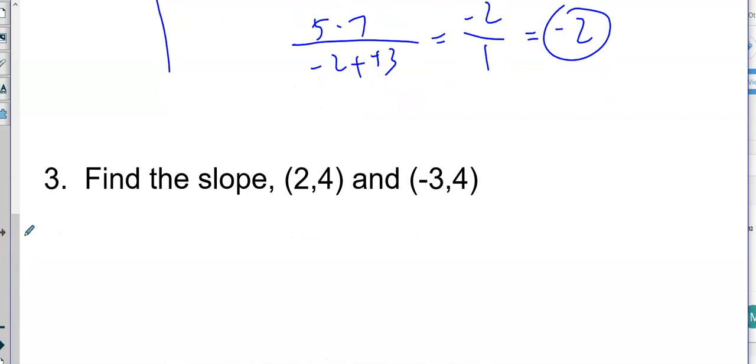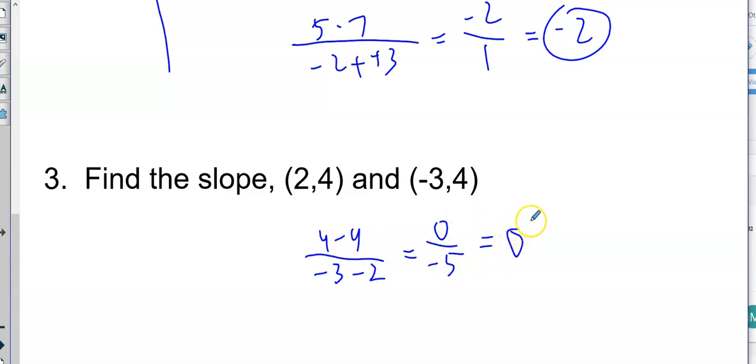And this one, again, stop it, try it. So, ooh, this one's going to be interesting. So, y1 minus y2, 4 minus 4 over -3 minus 2. So I get 0 over -5. Sometimes my students have trouble with that. 0 over anything but 0 is 0. So that's actually a slope of 0. That would be a horizontal line, if that makes sense. If you look at a graph of that, it's going to be horizontal.